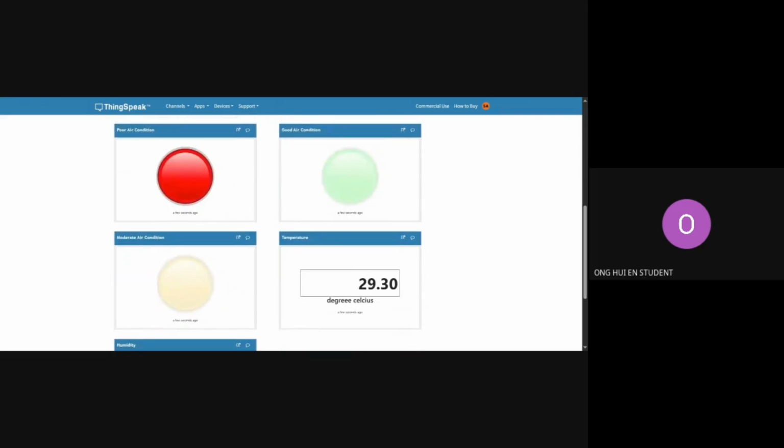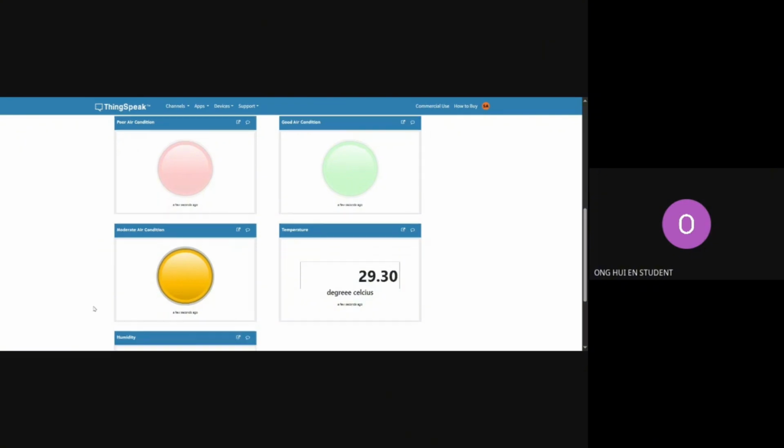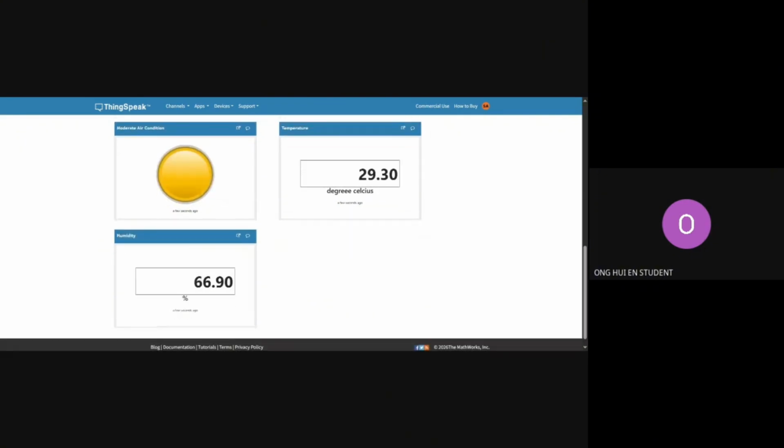And these are widgets to show the status of the air. When it is poor air condition, it will be red, and when it is good air condition, it will be green, and when it's a moderate air condition, it will be yellow. So the temperature and the humidity are also displayed in value form.